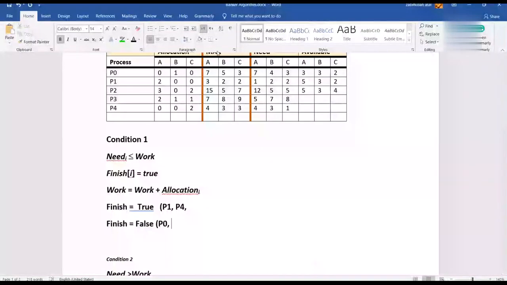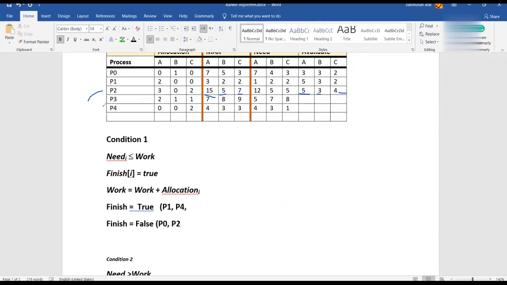...is a deadlock situation. And now P2 is demanding, as I told you before, 15, 5, 7, and the system has available 5, 3, 4. So it means P2 is also in a deadlock situation, because Finish[i] is equal to false for P2.